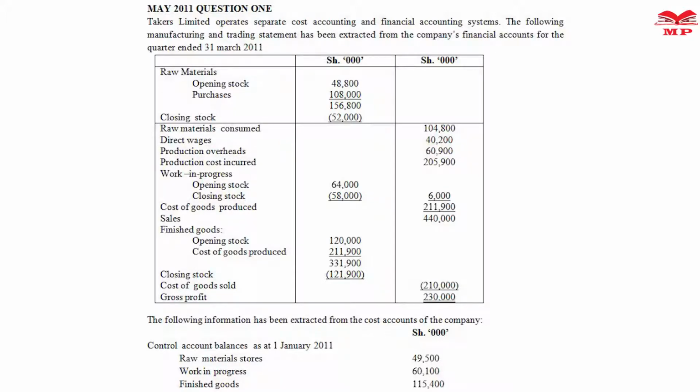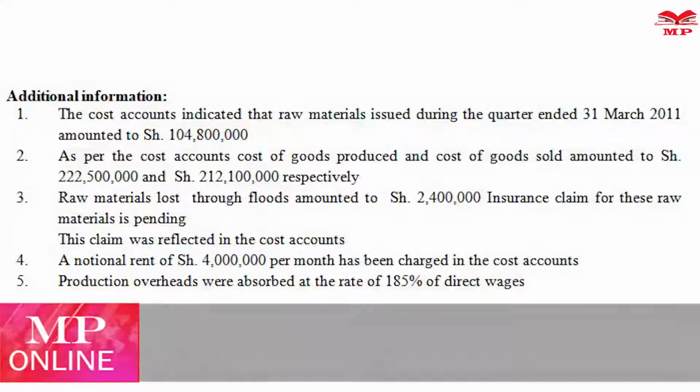The following information has been extracted from the cost accounts of the company, in shillings in thousands. Control account balances as at 1st of January 2011: raw material stores 49,500, work in progress 60,100, finished goods 115,400.